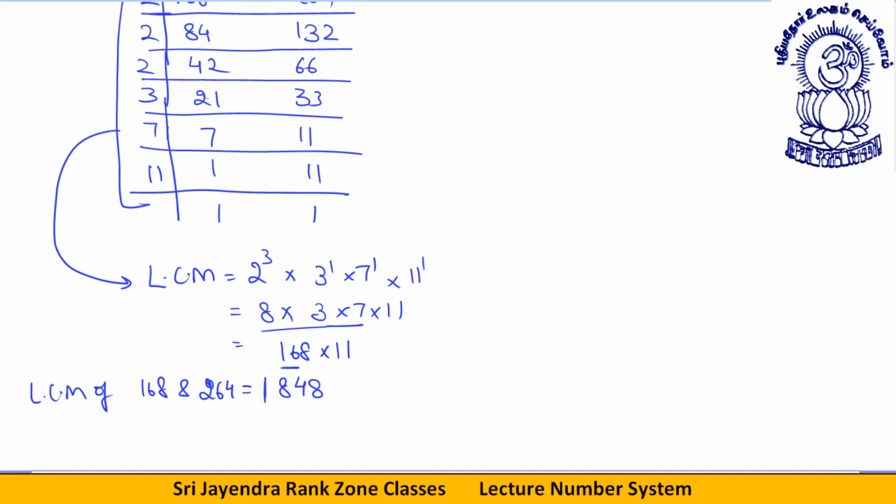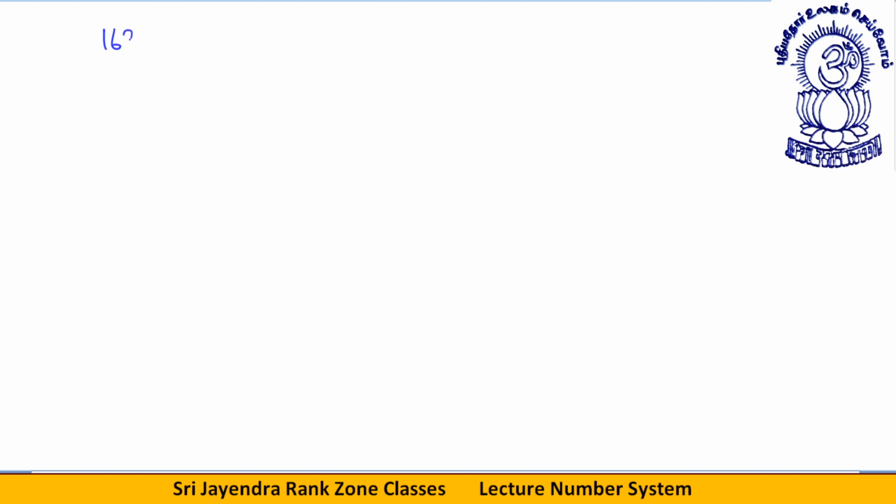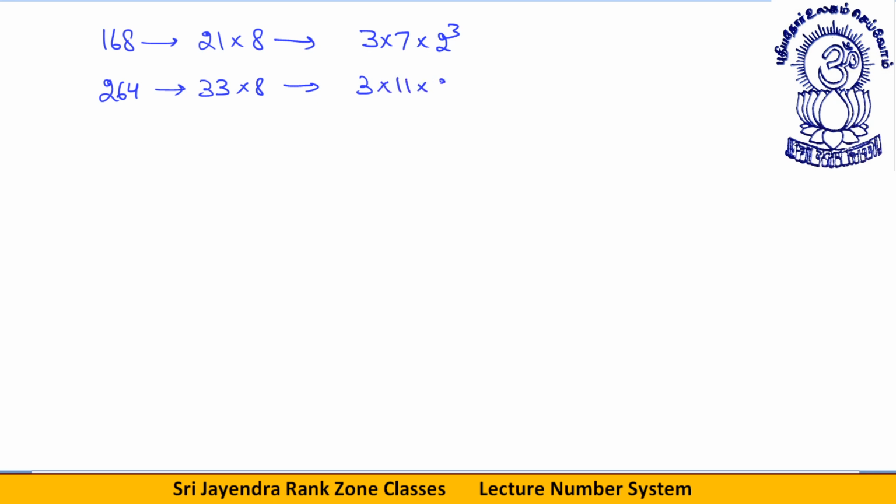The other method would have been to just factorize the numbers. 168, 264. Break down. I can easily say this is 21 into 8. 264, if I say this is 66 into 4, or I could have also said 33 into 8. Now I can further break them as 21 is 3 into 7 into 2 cube. 33 is 3 into 11 into 2 cube.